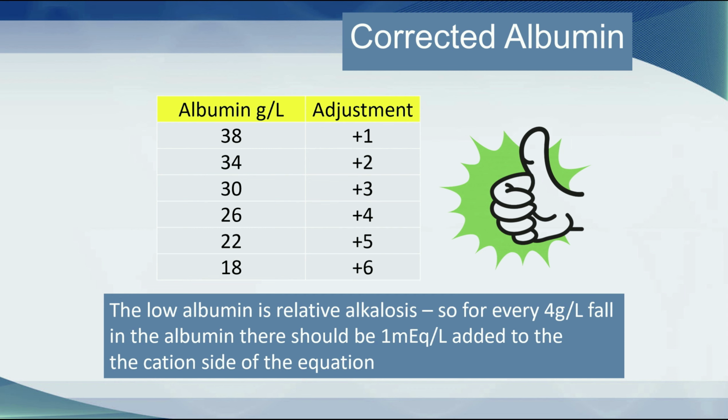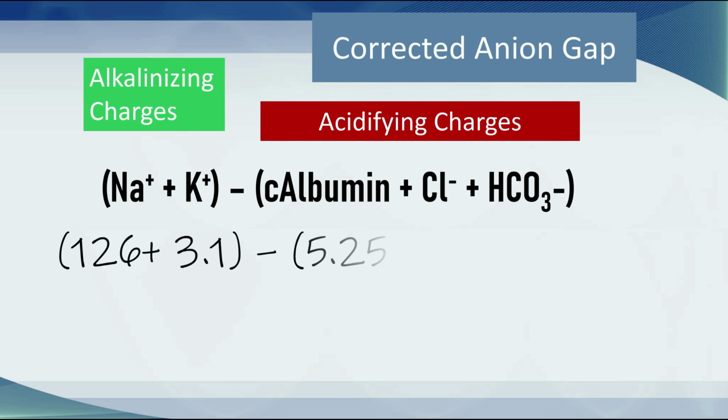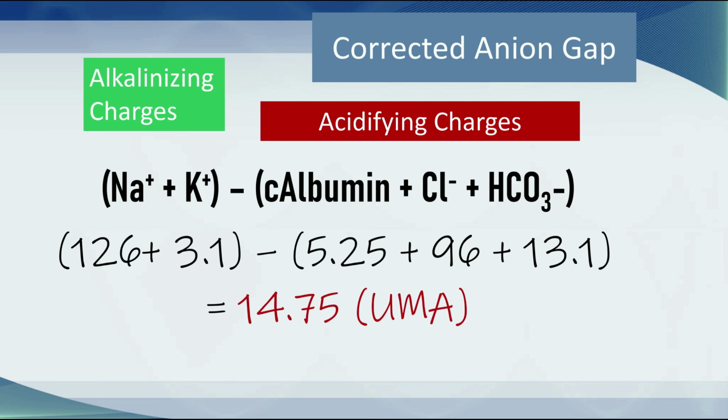The low albumin is a relative alkalosis. You really need to apply this, or else your anion gap is artificially hiding a metabolic acidosis. When you're looking at the anion gap, for example, you have your alkalinizing charges and your acidifying charges, which is sodium plus the potassium minus the corrected albumin plus the chloride plus the bicarbonate. That gives you this corrected anion gap, which is really useful for this particular patient. In this particular patient, Larry, his corrected anion gap is 14.75, which is significantly lower than the 20 that we already mentioned. It's 5 milliequivalents per liter lower than the previous 20.